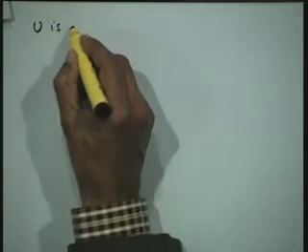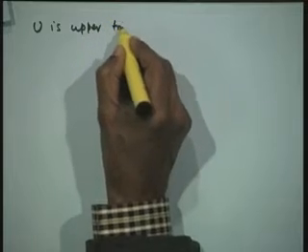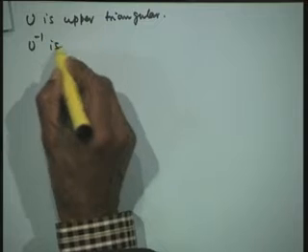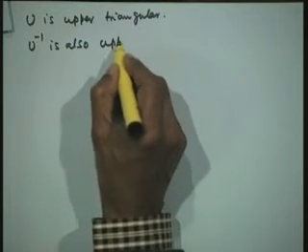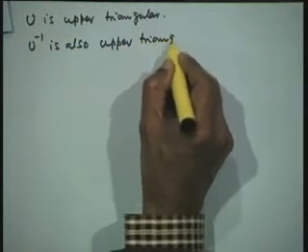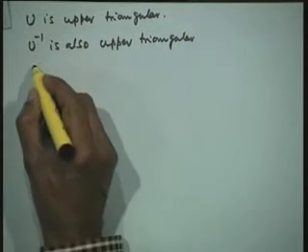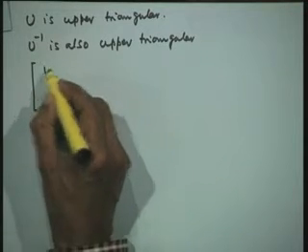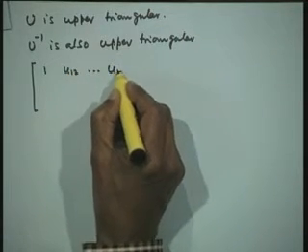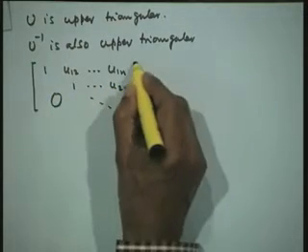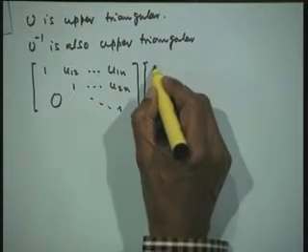Now, I need the U inverse. So, again I would start with the concept that U is upper triangular, therefore, U inverse is also upper triangular. Now, our U was 1, U 1 2, U 1 n, 1, U 2 n, 1. Therefore, its inverse will have 1 on the diagonal.